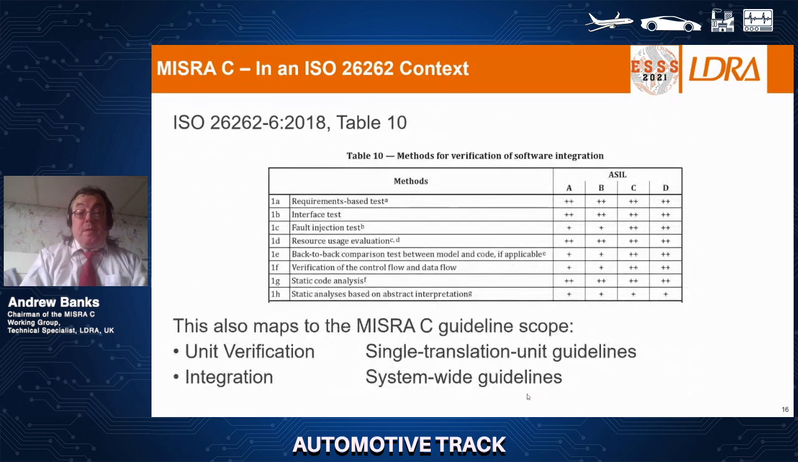Unit 7, Table 10. And interestingly, for the second edition, these tables were restructured. Before, it was your unit design and then your unit test. Now, they've been restructured in the same way as MISRA. So we've got the unit verification maps to the single translation unit guidelines in MISRA, and integration maps to our system-wide guidelines. Again, the benefit of MISRA having a lot of influence in the 26262 standard.